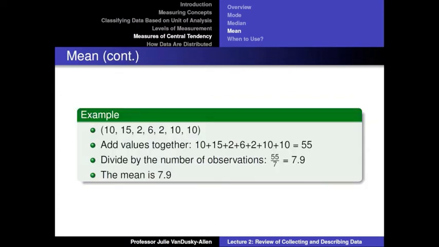I will start with a simple example to demonstrate how to calculate the mean of a variable. Imagine you had a variable that took on the following values: 10, 15, 2, 6, 2, 10, 10. First, you add all the values together: 10 plus 15 plus 2 plus 6 plus 2 plus 10 plus 10. That equals 55. Then you divide that value by the total number of observations. 1, 2, 3, 4, 5, 6, 7. So divide by 7. 55 divided by 7 is 7.9. The mean is 7.9.